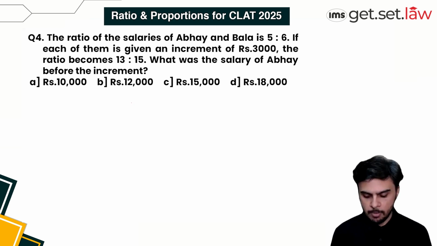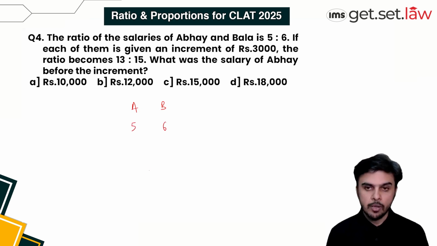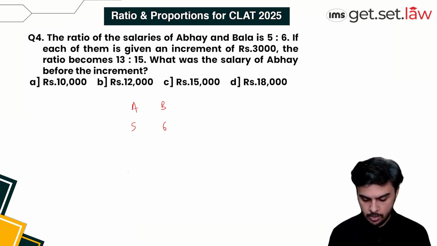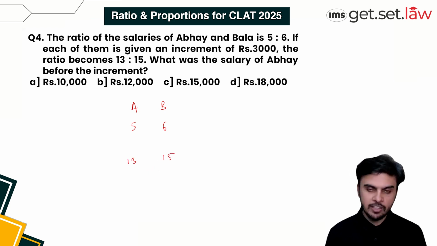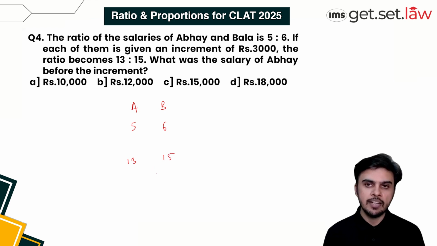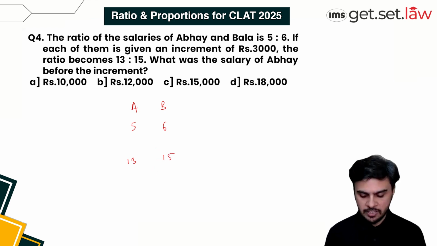Now if we see Abhay and Bala, initial ratio is 5:6. Both are getting an increment of rupees 3000. New parts is given as 13 and 15. Now one thing you need to check here, if increment is same, the increase in number of parts should also be same. But in some questions, it won't be given like that straightforward.